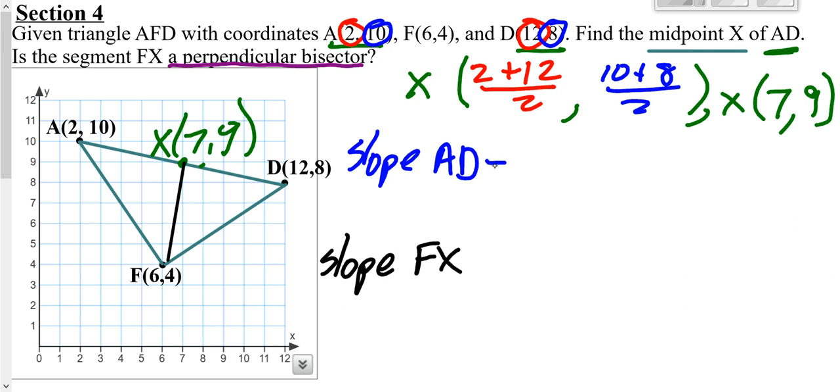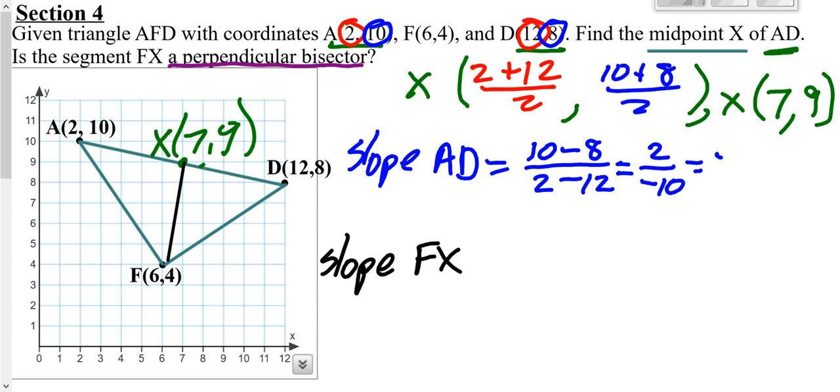So remember, slope is rise over run. So we can take the y of our A minus the y of our D divided by the x of our A minus the x of our D. Subtract the top, we get 2. Subtract the bottom, we get negative 10. And then we get negative 1 over 5.